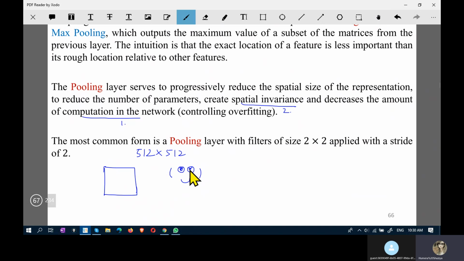If you have an eye, two eyes here or here, it doesn't make any difference. A CNN model can identify the eyes if they are here or if they are here. That is spatial invariance.